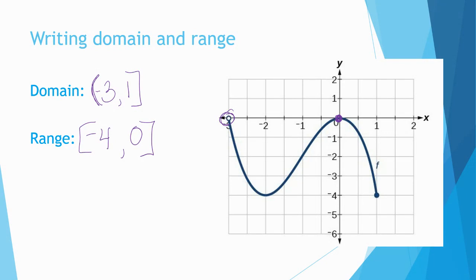So I hope this makes sense for you. I hope you're understanding domain and range and how to use them, and specifically how to write them with the correct notation from a graph.